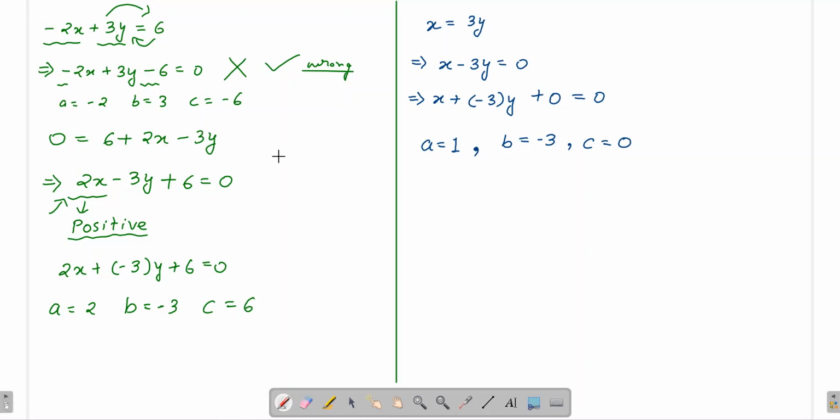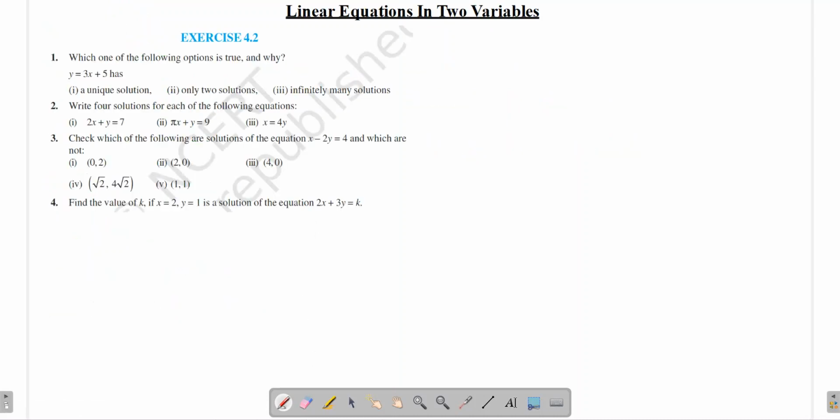Now what we are going to do, we are not ending this session today. We are going to have a few questions from the second exercise also. So over here we have the exercise 4.2 from your NCERT book. It can be seen over here. Now we need to write down the questions and the solutions in your copies also. So the first question says, which one of the following options is true and why?